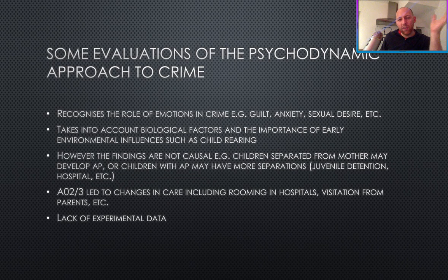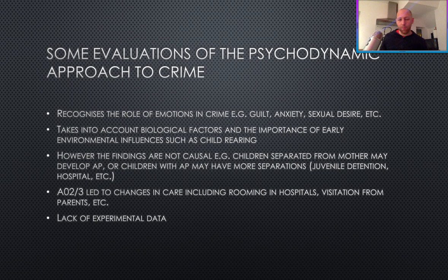So some evaluations. Is this a plausible explanation for why people commit offences? Well, one of the strengths is that it does recognise, unlike most of the other theories we've looked at, the role of emotion in crime. So much of crime is actually emotional, isn't it? It's guilt and anxiety and hatred and anger and fear and desire. These are all emotions that the criminals are feeling as they're engaging in their crimes. It takes into account biological factors and the importance of early environmental factors such as how you were raised, the home environment. However, the findings are not causal.